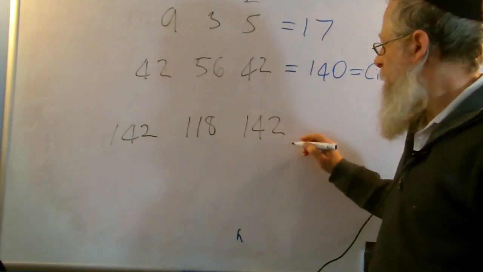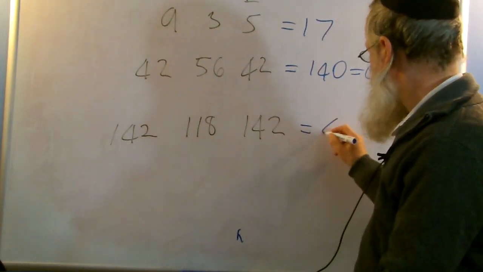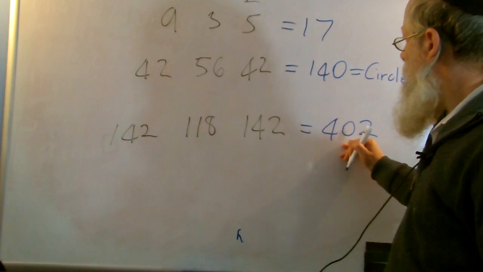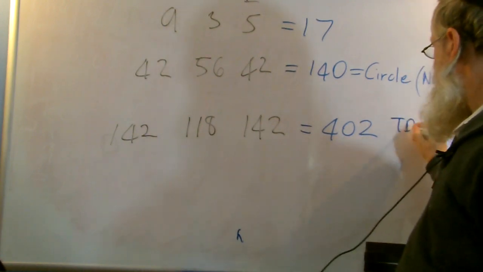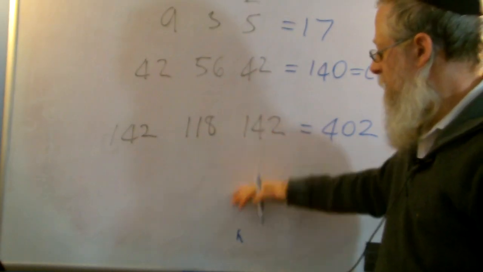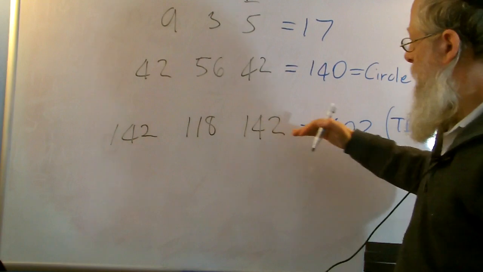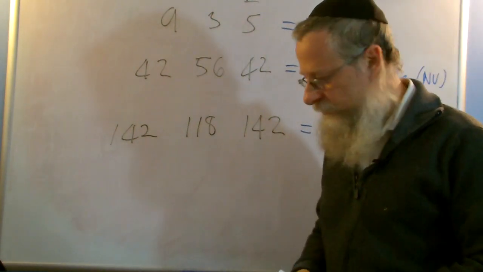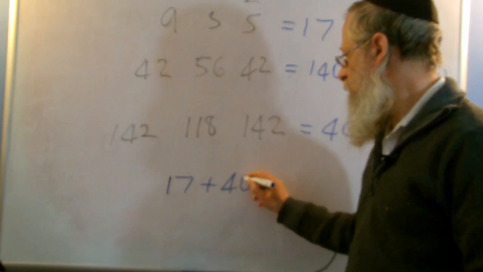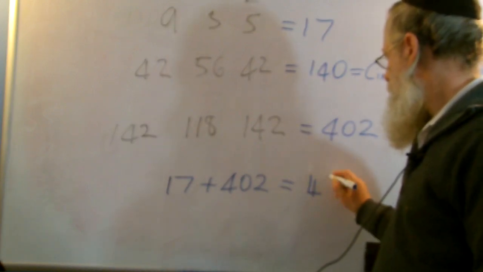If we add these together, 142, 118, 142, we will get 402. I call this the third dimensional value, the TDV. I call this the first dimensional value, the second and the third. So in a way, we're going up in energies. I'm going to show you how that comes when we show the equivalence to water. And I'm going to add 17 to 402. These are two types of energies that come together, and that's going to give me 419.